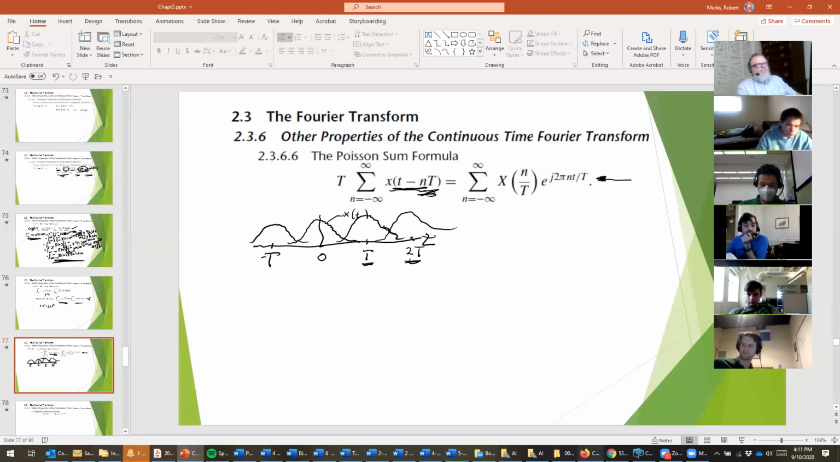Does that make sense? And then we multiply it by t. And then what we do is we add all these functions together. Now, I think you can see that if we add all these functions together, I'm not sure exactly what we get, but we're going to get something maybe that looks like this dashed line. We are going to get something which is periodic.